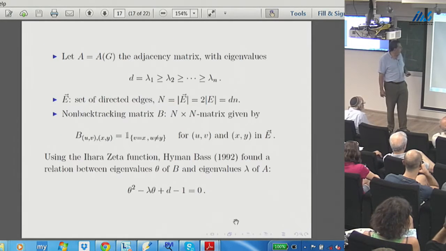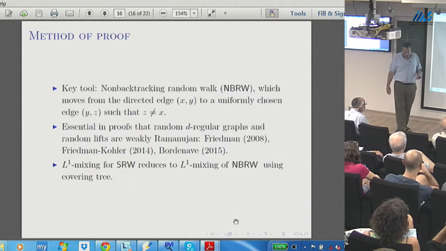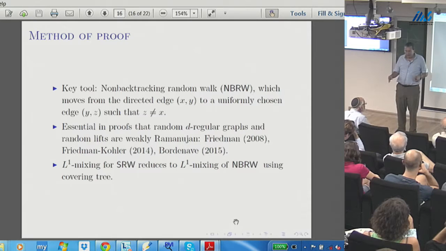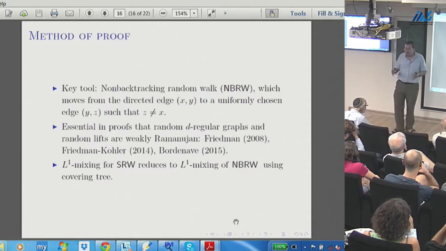So the final few slides I want to mention. The tool is non-backtracking walk. The key is that for non-backtracking walk, we can analyze the L2. That's the workhorse, which you can do spectrally. And then it turns out that for non-backtracking walk, the L2 and the L1 exactly match. And so we get a good estimate for the L1. And then there is a simple relation between mixing for the simple random walk and for the non-backtracking walk.